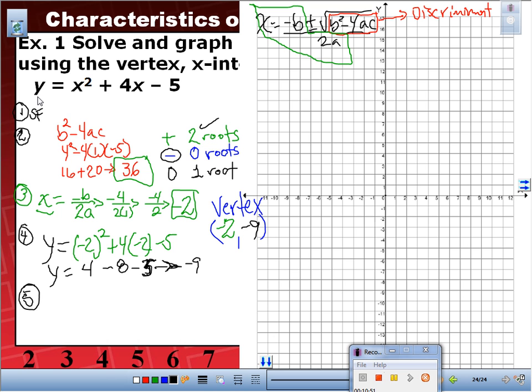Substitute 0 for y, so I write it out: 0 equals x squared plus 4x minus 5. And let's solve it together.